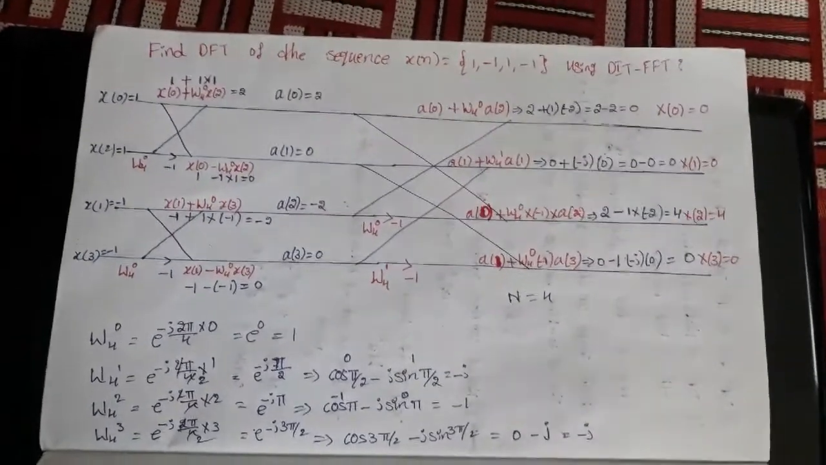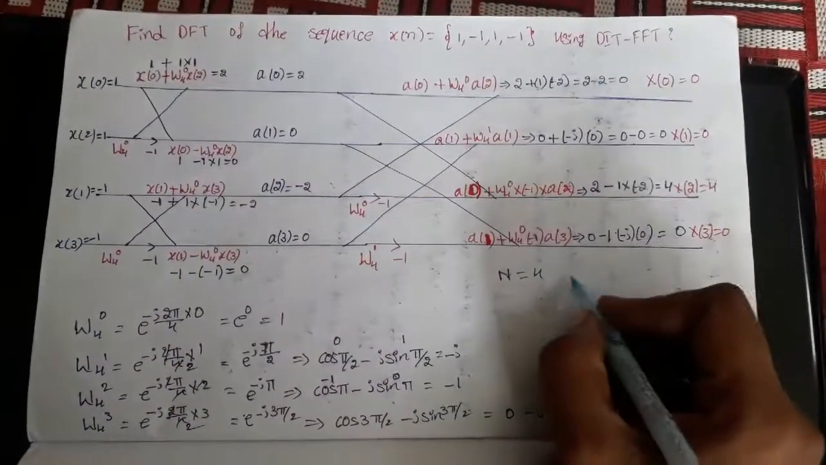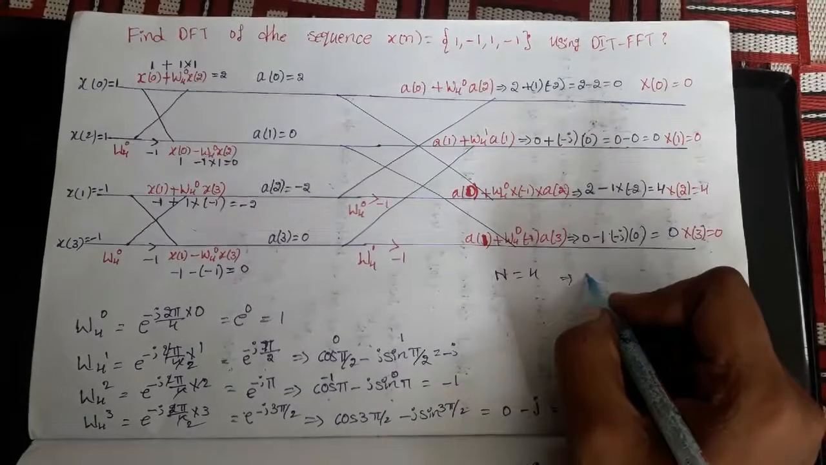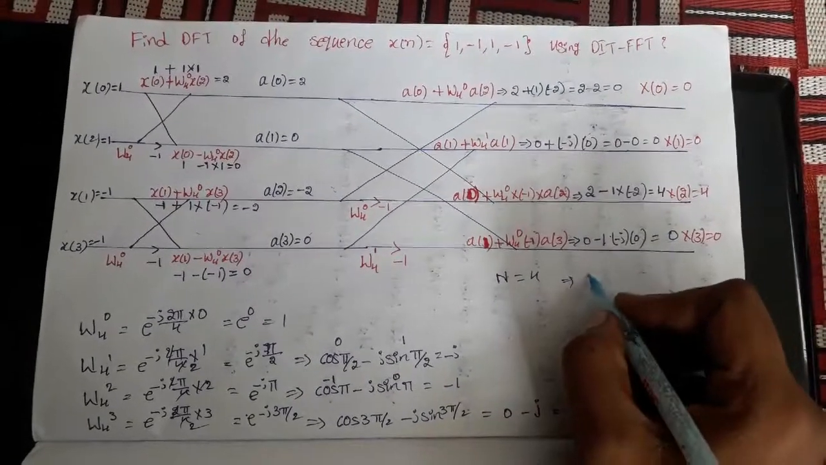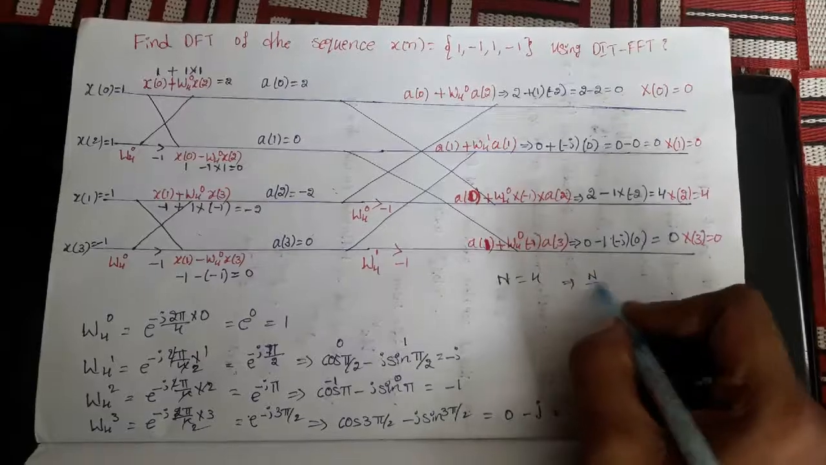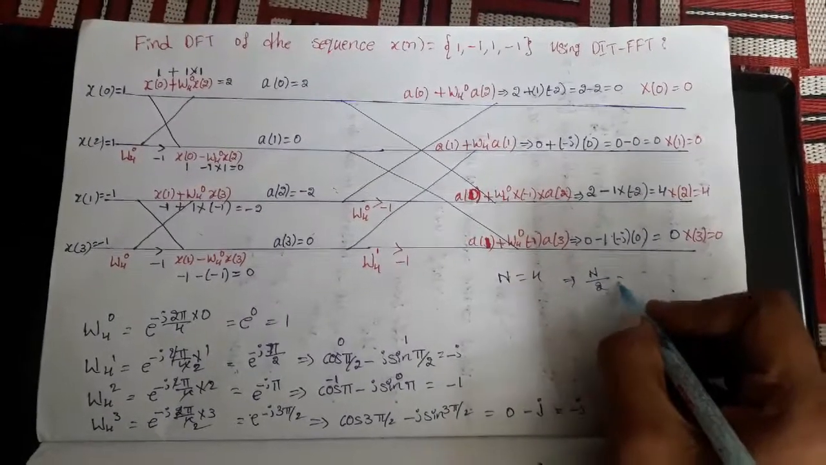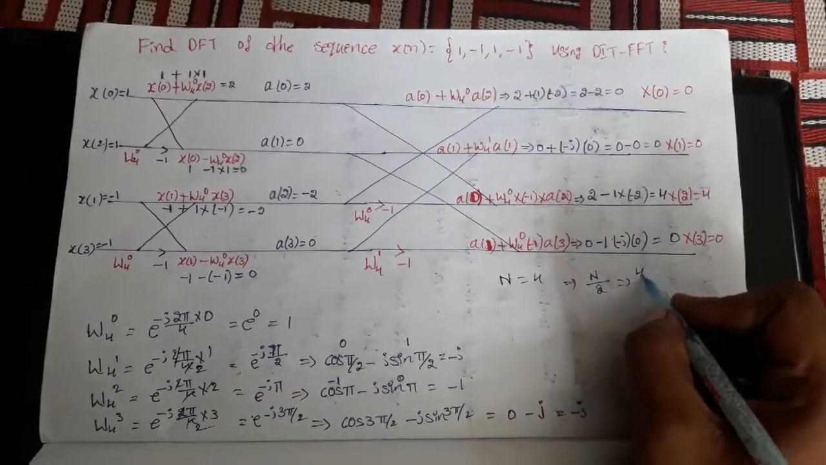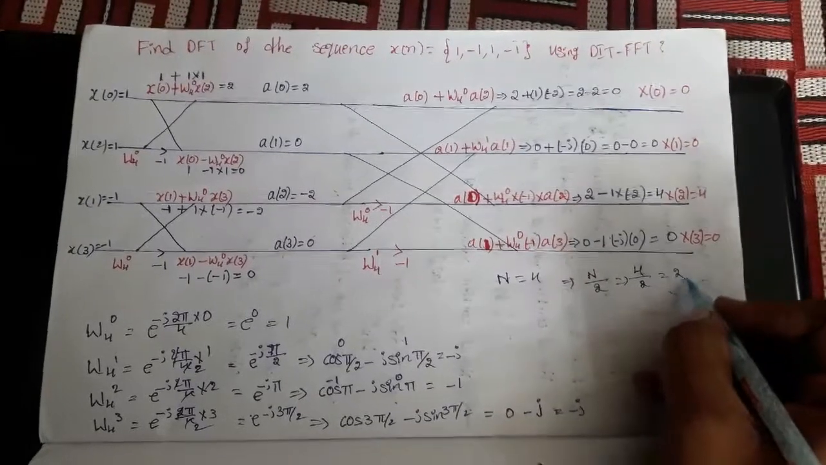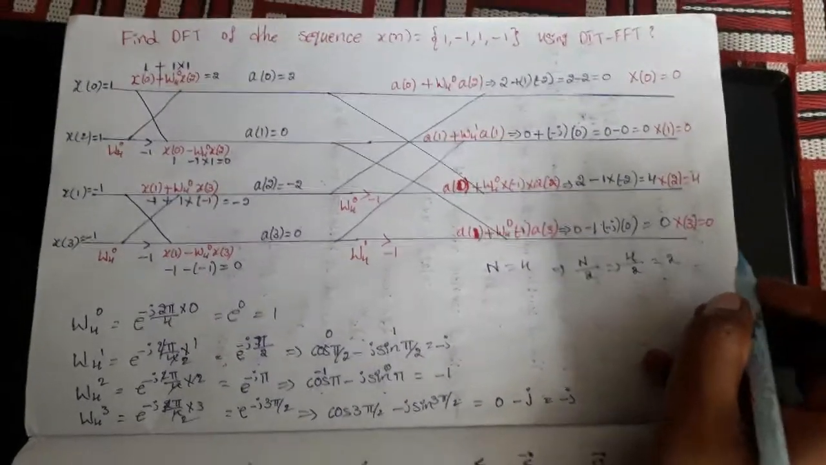Capital N equals 4. That means the difference between the sequence elements can be found by N by 2. Capital N value is 4, 4 by 2 is 2. So totally the difference is 2.